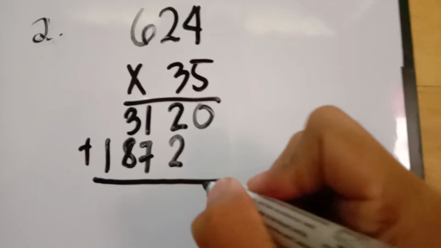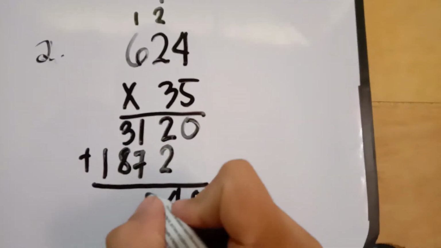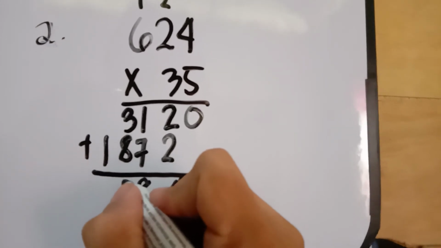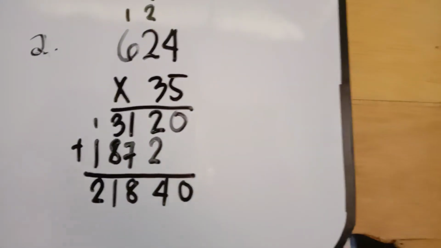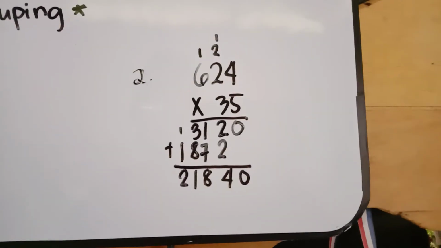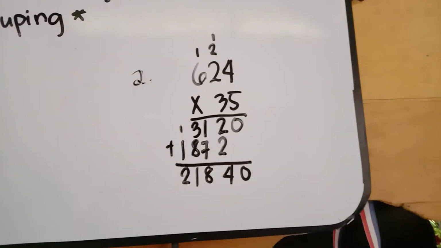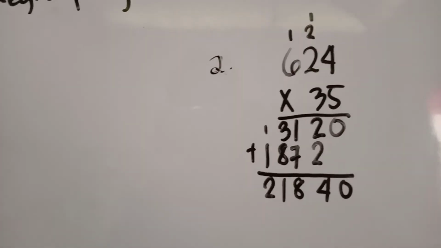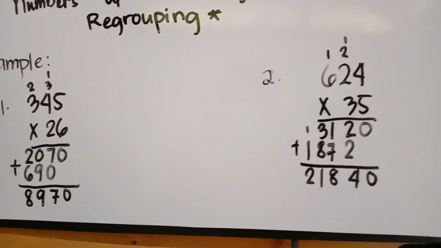Okay, so by adding, bring down 0, 2 plus 2, that is 4, 1 plus 7, that is equal to 8, 3 plus 8, that is equal to 11. Regroup 1, 1 plus 1, that is equal to 2. Okay, so that is the final product of 624 and 35. Again, the product of 624 and 35 is 21,840.